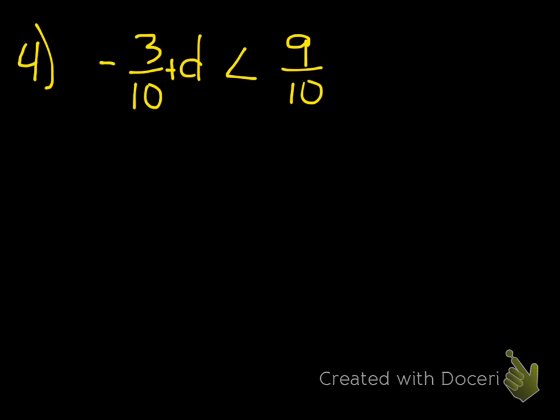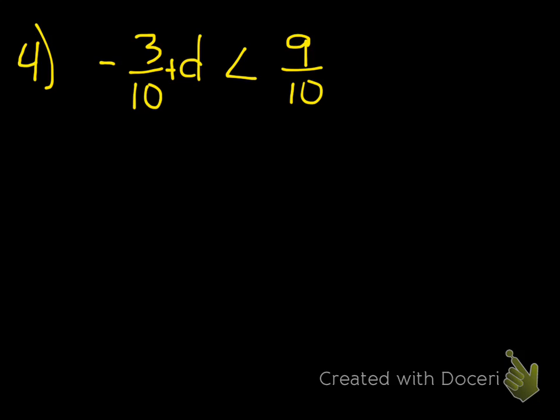Number 4. This one was a doozy. A lot of you guys missed this, and the reason why is because you saw the problem as negative 3/10 multiplied by d, but it's not multiplied. It's got that addition sign. There was a question on the homework that was exactly like this.